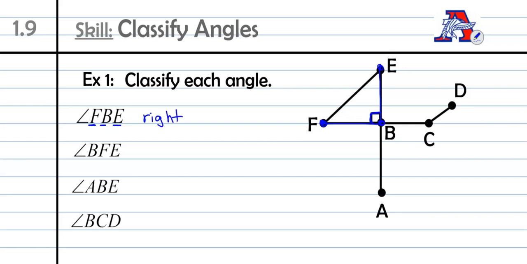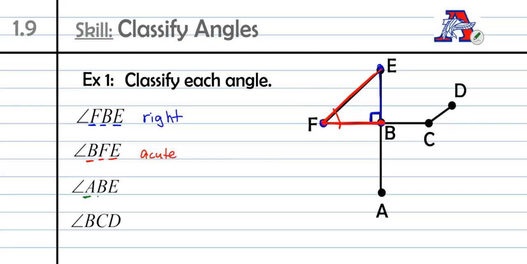If you have colors, I would highly recommend doing what I'm doing here to keep your notes nice and neat and interesting. Okay, angle BFE. So I'm going to start at B, then go to F, then go to E. So I just went around this angle here. It looks pretty small, looks pretty cute. So it's going to be acute.